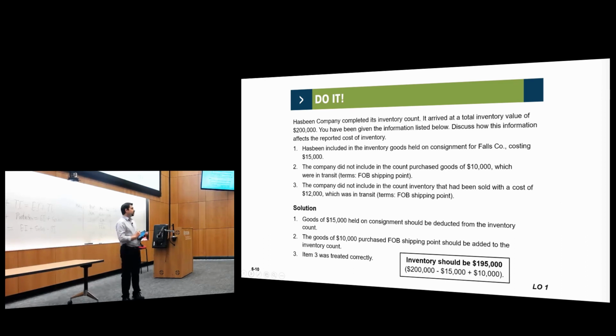So the ending inventory will be basically 195,000. You'll need to add the 200, subtract 15, and so this is 200,000. Oh, sorry, it's 200,000. That's the original one. You add the 10,000 from this one, and you subtract the one that the company added mistakenly, the consigned goods. The last one does not affect inventory.